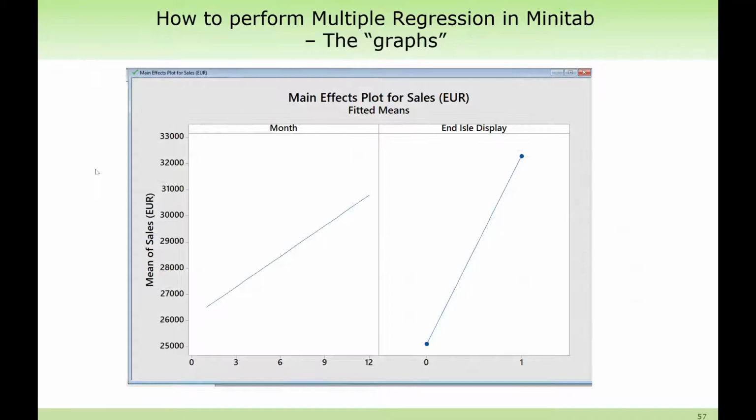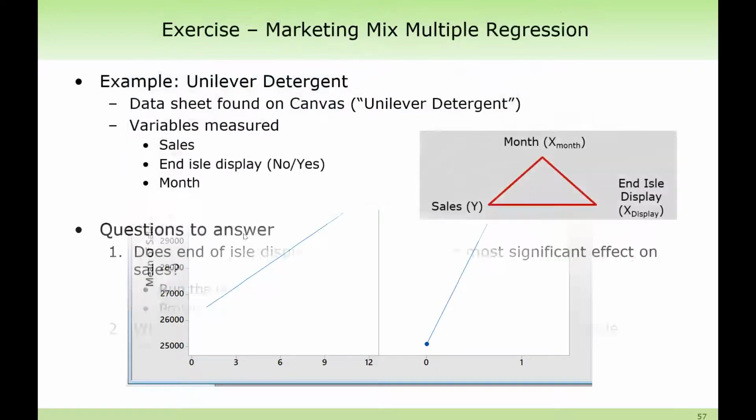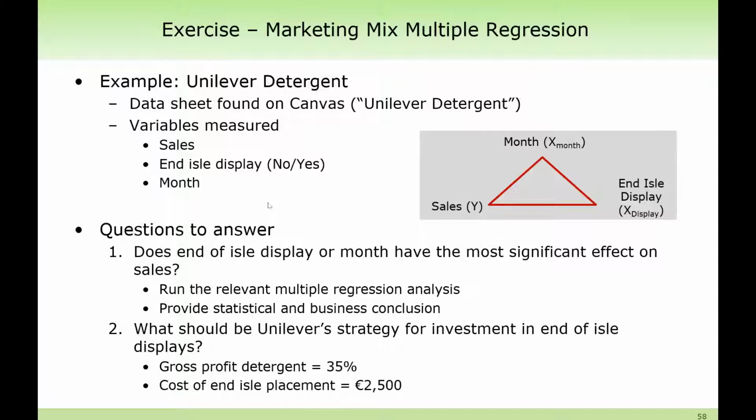Factorial plots look like this. So it shows us the relationship of the individual variables up against the y. So in this case, it's the sales. And in this case, you can see that the factorial plot shows us that there is a positive relationship between month and the sales. And it also shows us there's a significant positive impact if there is an end-of-aisle display. So this gives us a graphical illustration of the results. Now let's run an example.